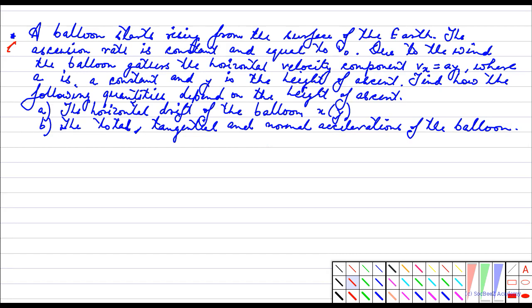So in this problem, I have a balloon which started rising from the surface of the earth and whose ascension rate is constant, which implies that it moves upward with a constant velocity given by v0. And I have been given that its velocity along the x direction is a function of its ascent, that is a into y, where y is the ascent. So y is basically the vertical distance which the balloon travels. So y can be given by v naught into t.